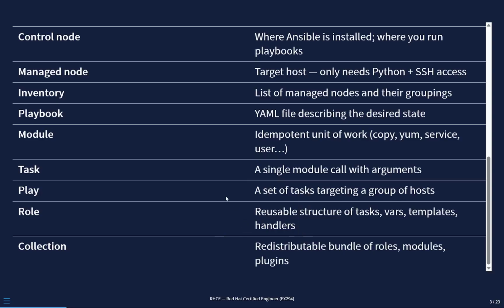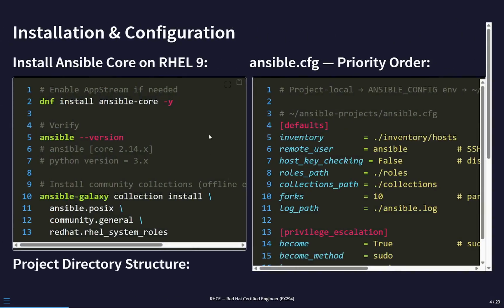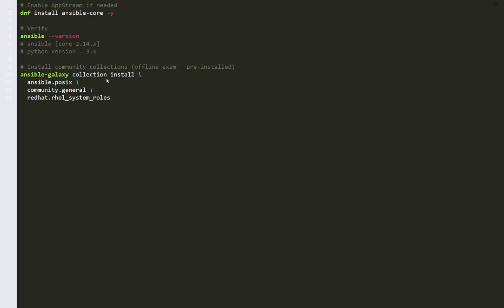Let's get Ansible installed and configured correctly. The exam environment has it pre-installed, but you need to understand the configuration layer. dnf install ansible-core. That's it on RHEL 9. ansible --version shows you the installed version and the Python interpreter it's using.